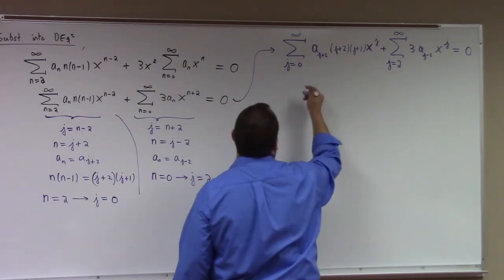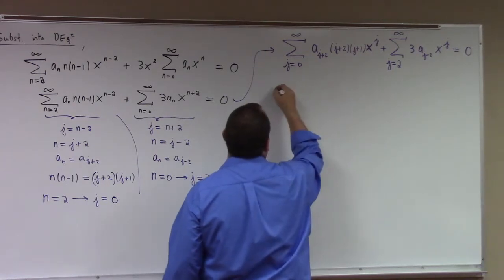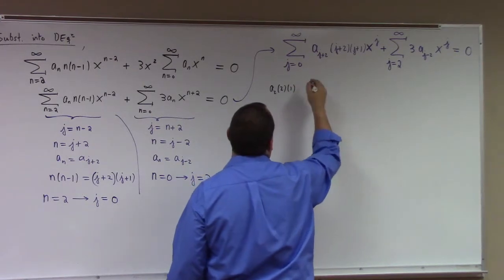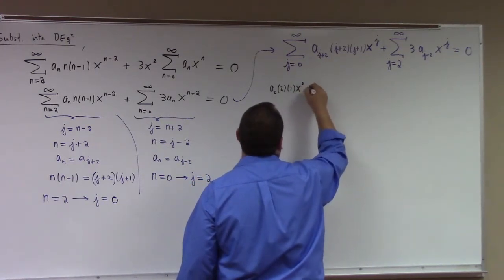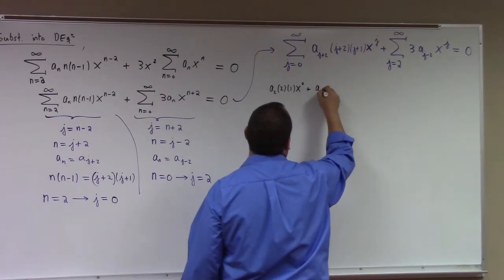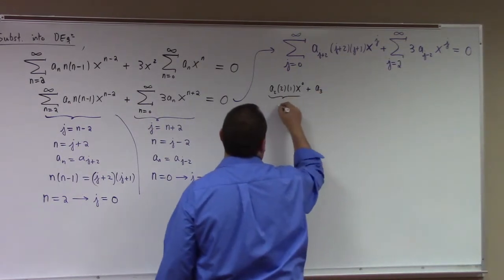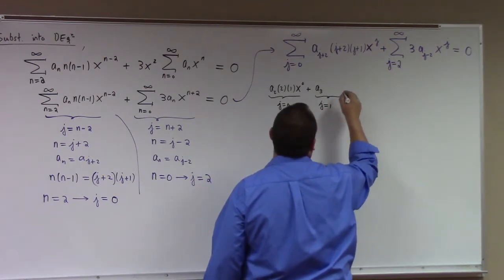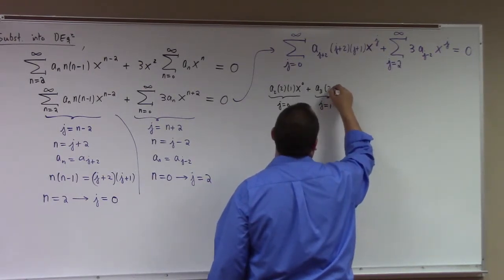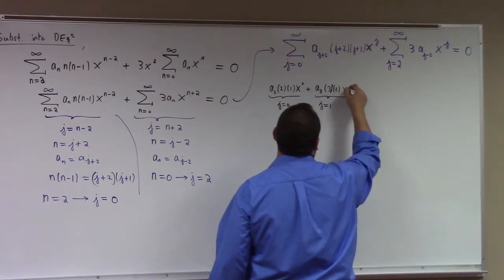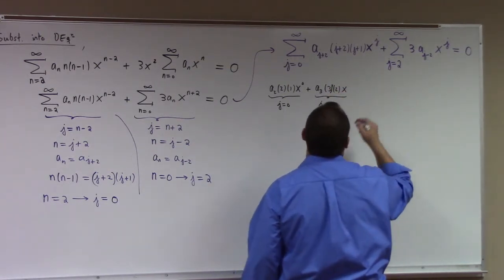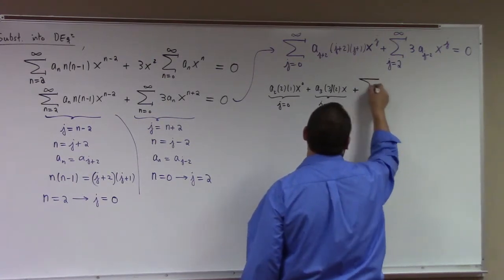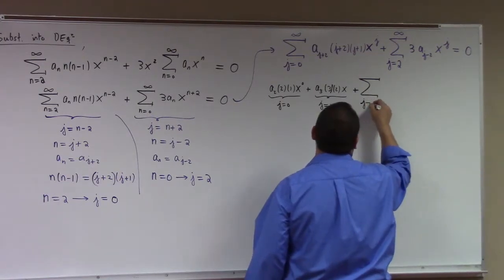Like j equals 0 gives me what? I get a sub 2 times 2 times 1, x to the power 0. And then I get plus what? Plus a sub 3. So this is the j equals 0 term. Here's the j equals 1 term, which would be a sub 3 times 3 times 2, x to the 1. And then we're to 2, so we'll throw 2 and beyond together into one big old series over here. Sum j equals 2 to infinity.